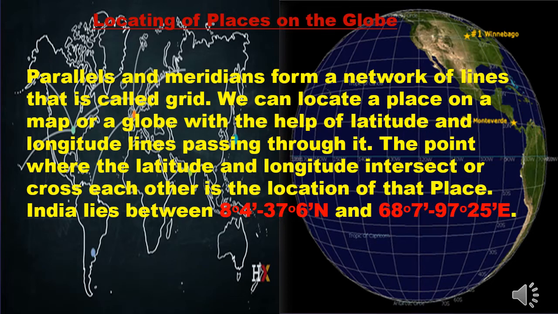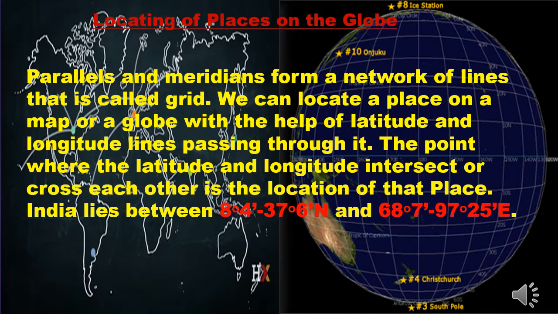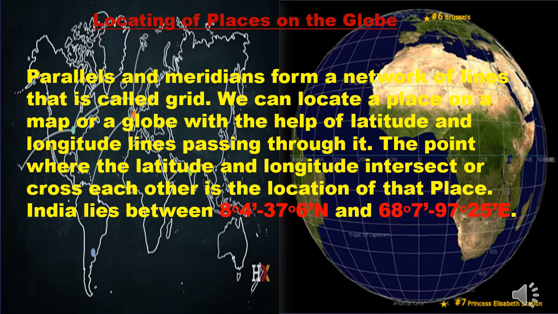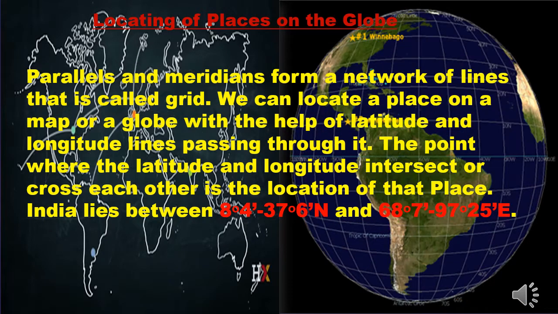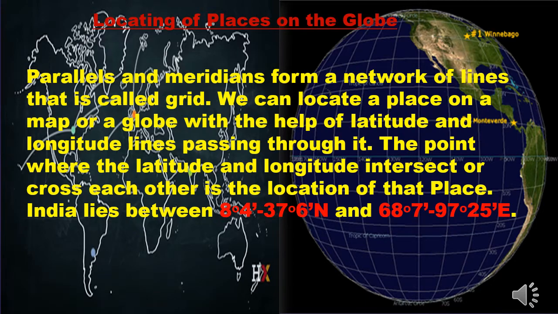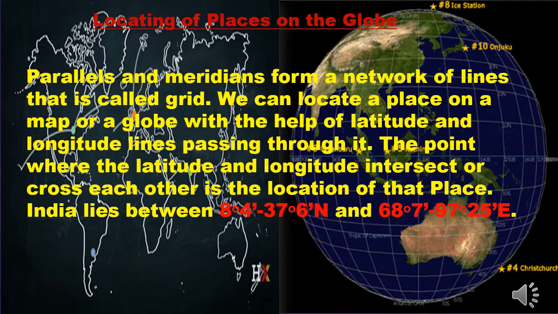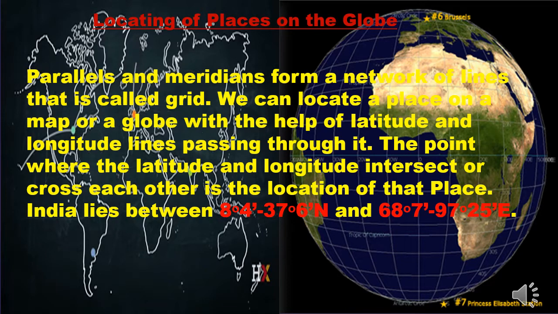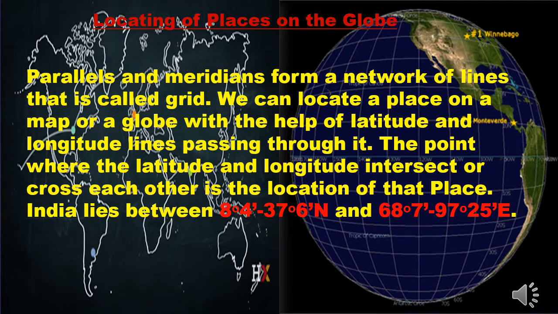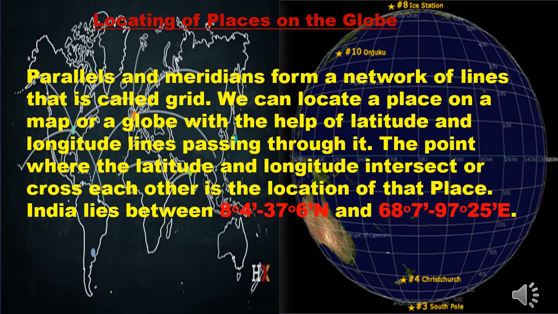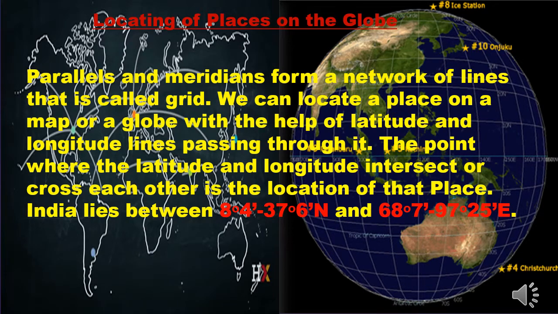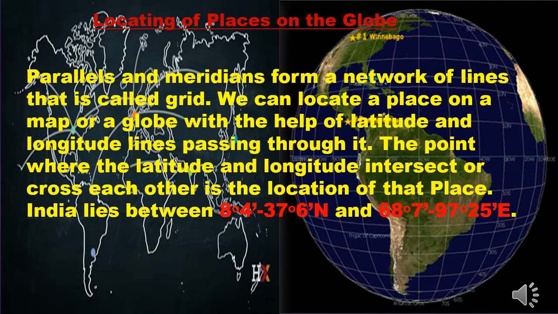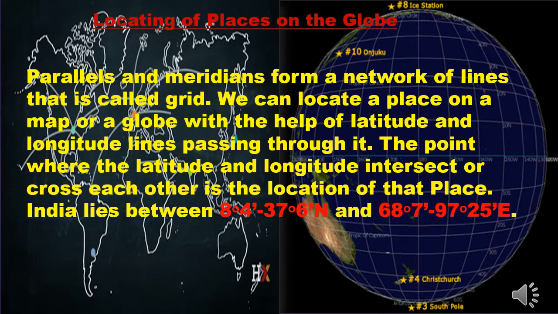Locating places on the globe. Parallels and meridians form a network of lines that is called a grid. We can locate a place on a map or a globe with the help of the latitude and longitude lines passing through it. The point where the latitude and longitude intersect or cross each other is the location of the place. Children, India is a very vast country.